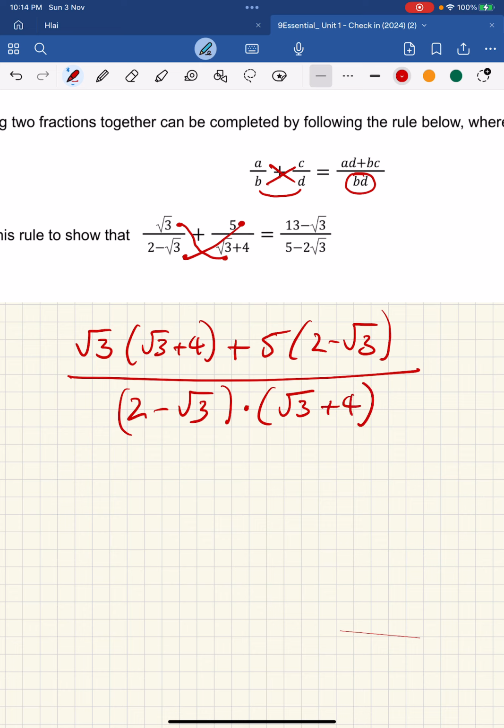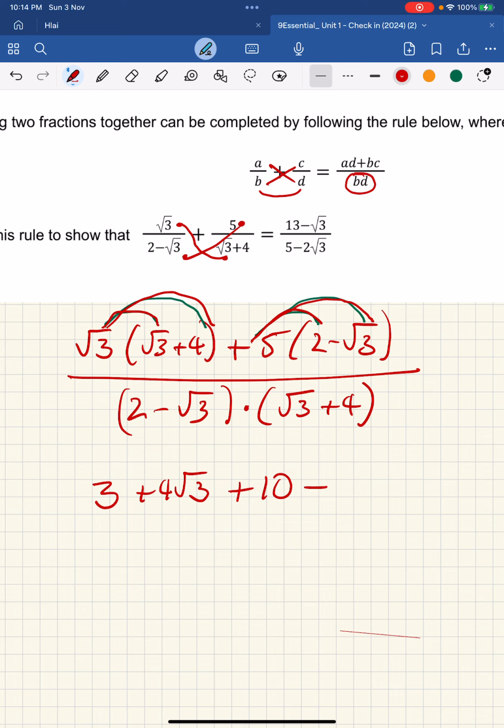Okay, now I think on the top I'm going to do it by just my little curvy lines, right? I think I should be okay with this, so let me go ahead and try and do that now. So that's root 3 times root 3, which is 3. Root 3 times by 4, that's 4 root 3. Wasn't too bad. Then a positive 5 times 2 is 10, and then positive 5 times negative root 3, that's negative 5 root 3. I think that's okay.